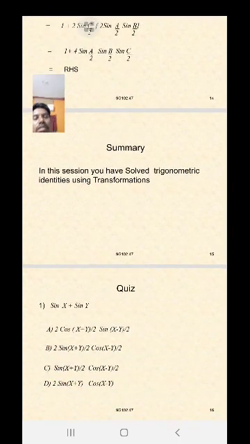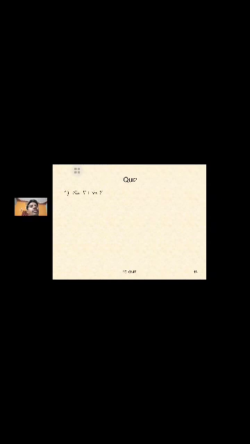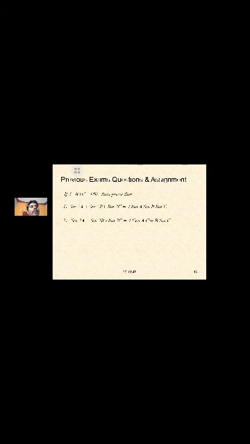In this lesson you have solved trigonometric identities using transformations. Now it is quiz. The questions are based on formulas. sin x plus sin y, so the answer is B. Second, sin 2a minus sin 2b, so answer is A.